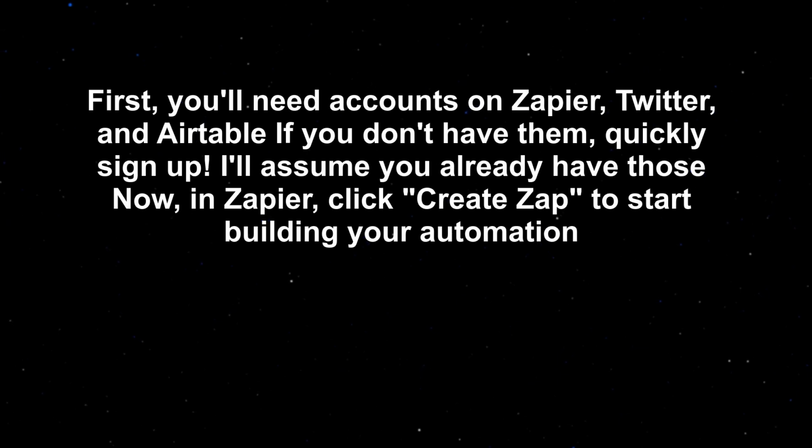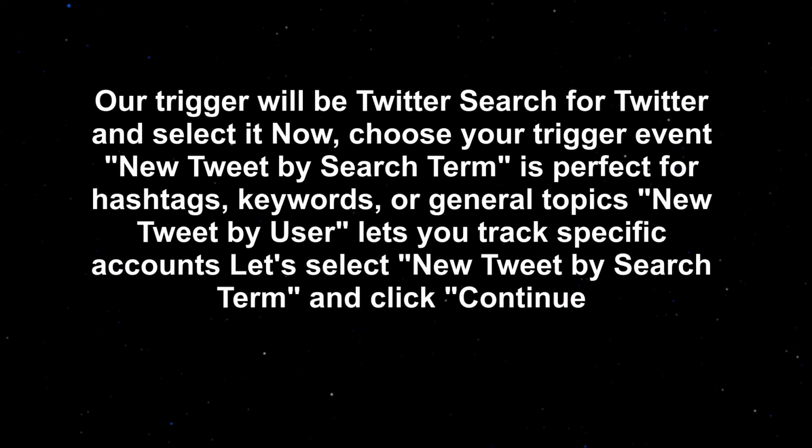In Zapier, click Create App to start building your automation. Our trigger will be Twitter. Search for Twitter and select it now. Choose your trigger event. New tweet by search term is perfect for hashtags, keywords, or general topics. New tweet by user lets you track specific accounts. Let's select new tweet by search term and click continue.